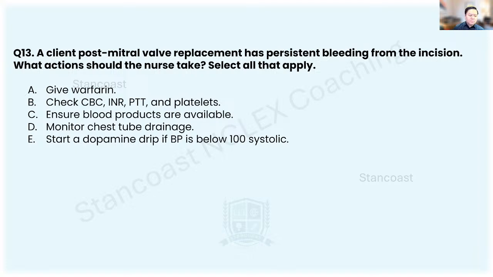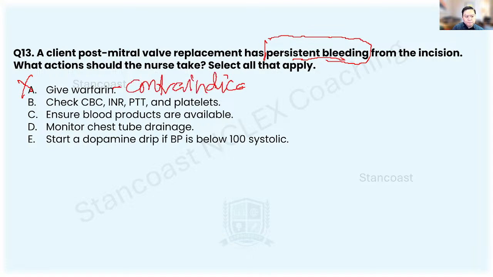Okay. Let's eliminate letter A, guys. The patient already has persistent bleeding, so we're going to eliminate letter A. Contraindicated. What about letter B? Yeah, we definitely need to check the CBC if there is now a reduction in the hemoglobin, red blood cells, INR, PTT, and platelets.